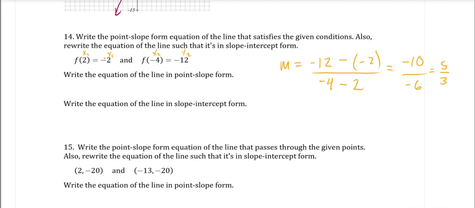To write this equation in point-slope form, we just need to pick one of these pairs and write y minus -2, for example, is equal to 5/3 times x minus 2. And then to solve this and put this in slope-intercept form, I need to distribute the 5/3 and bring that other +2 over to the other side. So this would give me 5/3 x minus 10/3. And now we want to put -2 in terms of thirds. That's -6/3. So what is my slope-intercept form? It's going to be 5/3 x minus 16/3.